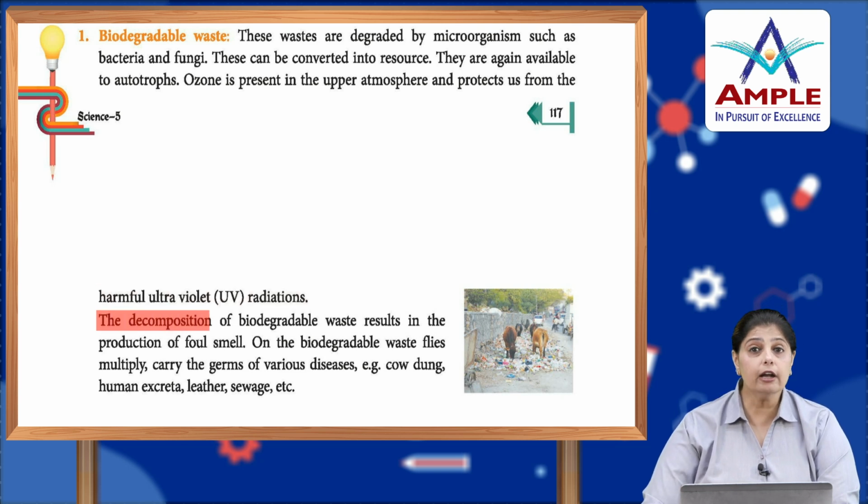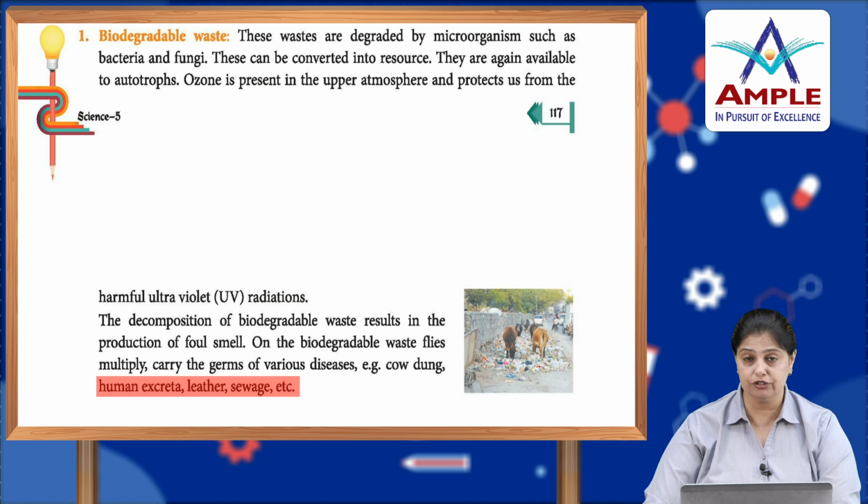The ozone layer is present in the upper atmosphere and protects us from the harmful ultraviolet rays. Now, the decomposition of biodegradable waste results in the production of foul smells. On the biodegradable waste, flies multiply and carry the germs of various diseases, for example cow dung, human excreta, leather, sewage, etc.